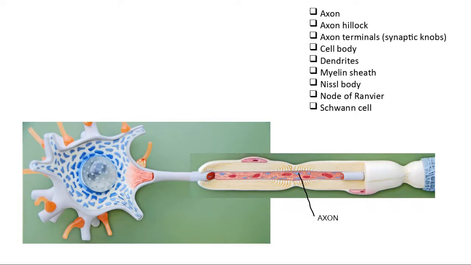The information that it sends away is coming from a part of the neuron. Let me draw a bracket for us. The part of the neuron called the cell body.